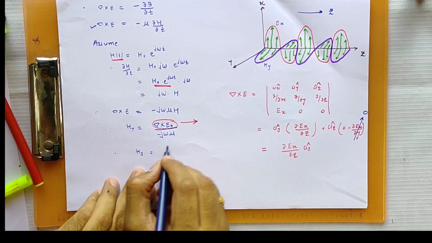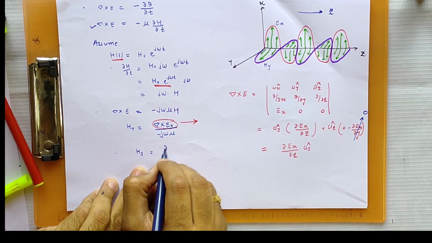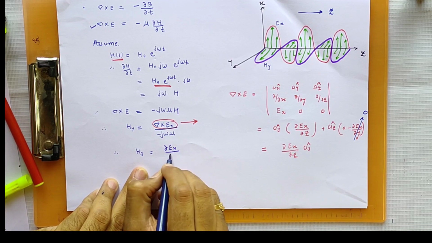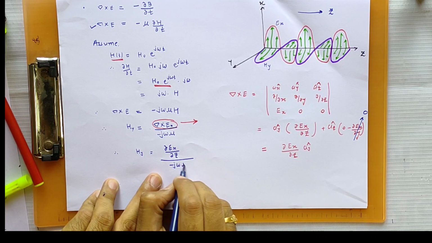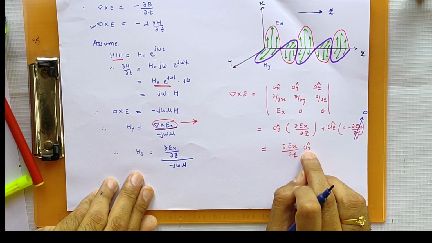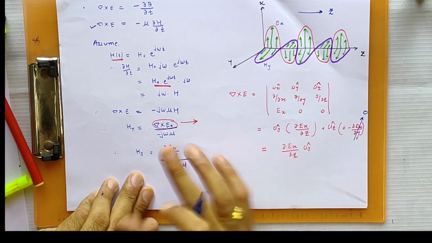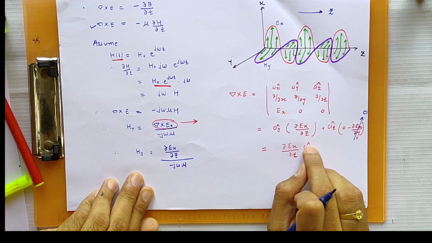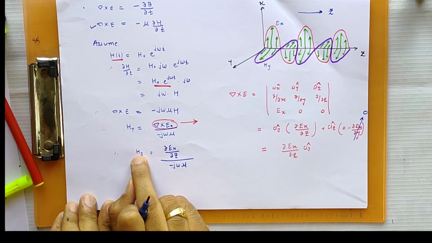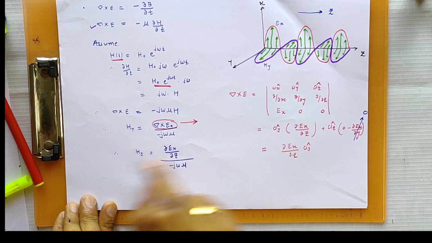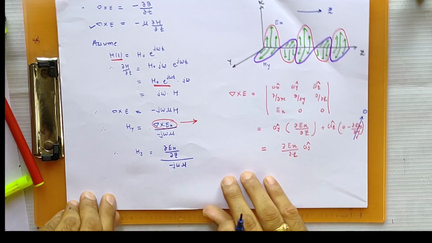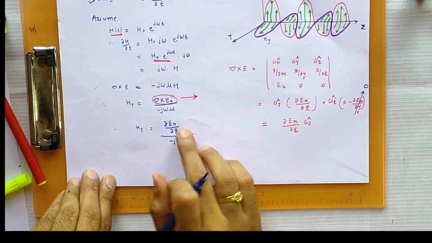Del cross E is del Ex by del z divided by minus j omega mu. Now the question is, where is Ay? If you notice, the Ay direction and the direction of Hy are the same, so Ay cancels out. So Hy is equal to this expression.